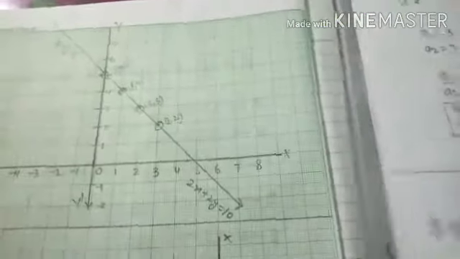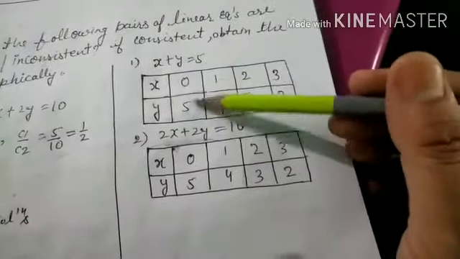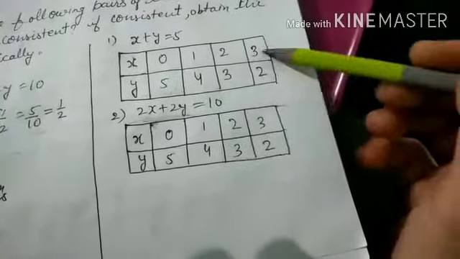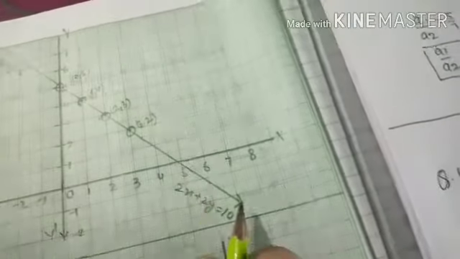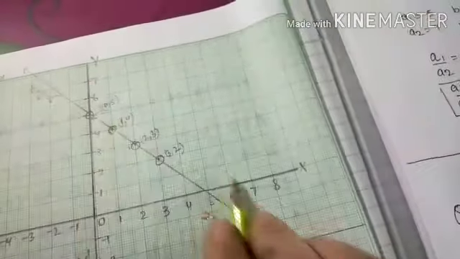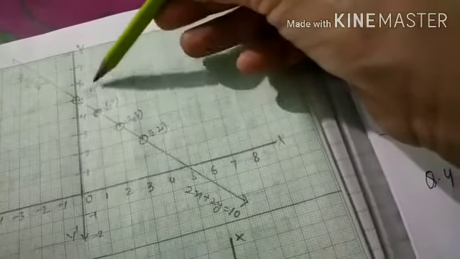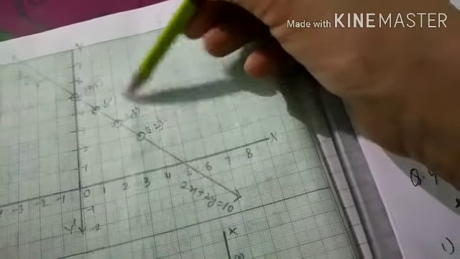The next table, we can see that both of the tables are exactly similar: 0, 5; 1, 4; 2, 3; 3, 2. So that means the representation of 2x plus 2y is equal to 10 just coincides with the first line. So both the lines coincide with one another. So we have lots of solutions here.